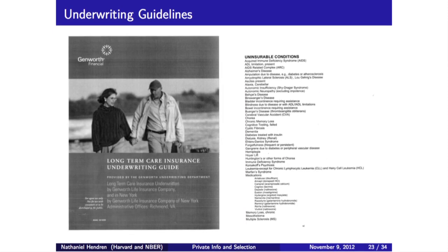All right. So this is an underwriting guideline to show you what rejection looks like. This document is from Genworth Financial, one of the largest long-term care insurance underwriters in the United States. This document has about 150 pages, and you open it up, and it's just a list of conditions that they say, okay, we're not going to sell insurance to people with these conditions.